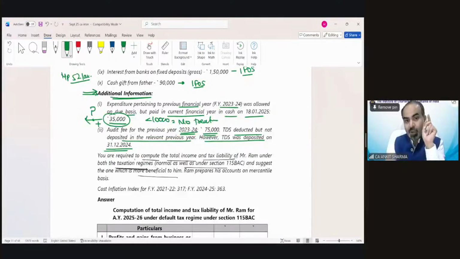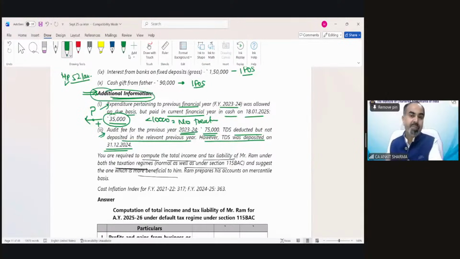So let me correct you. If this is less than 10,000, then there should be no treatment because these are additional information. That means these points have no treatment yet in this 52 lakh. And you will understand that thing in point number 2 also.